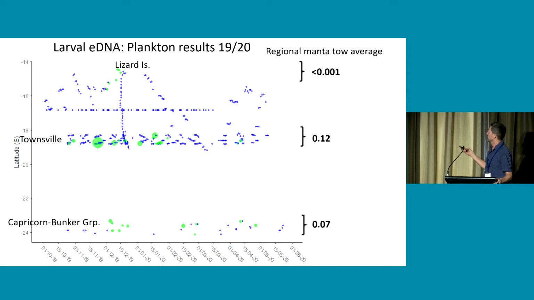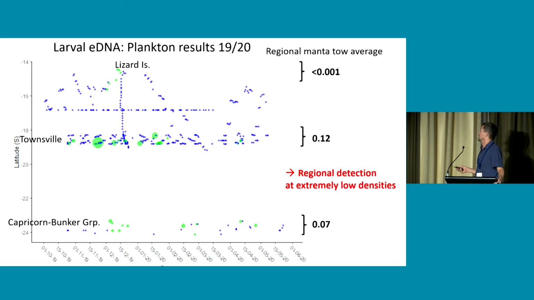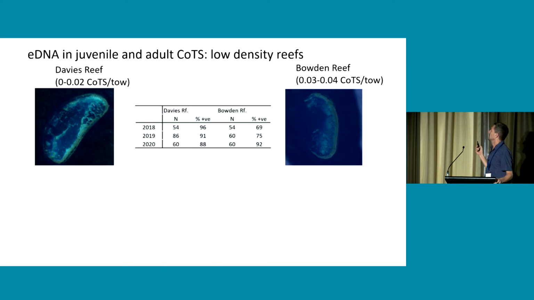What's plotted here is the regional manta tow averages. So again, we're above threshold level here in Townsville, so no surprise to find them here, but below levels here and at extremely low levels here at Lizard Island. So yes, I think plankton eDNA can be used for regional, very early detection at very low densities, and then guide us to the right regions to focus in with control.